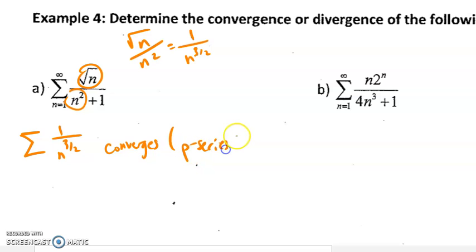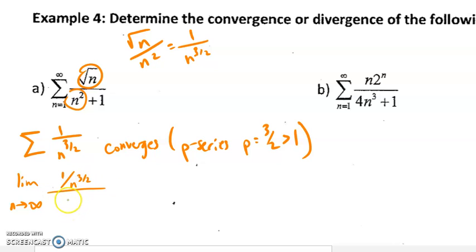The p-series test goes like this. If the p-value of 3 over 2 is greater than 1, then our series converges. So now that we know how that one works, we can compare using the limit comparison test. And we'll take 1 over n to the 3/2 divided by, I'll write it as n to the 1/2 over n squared plus 1. No need to mix radicals and rational exponents, just pick one or the other.